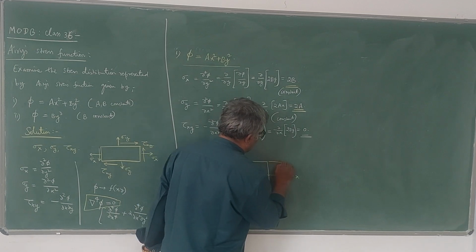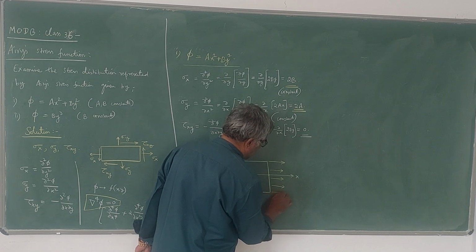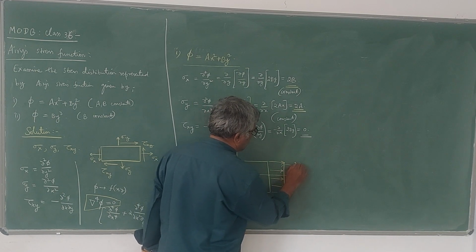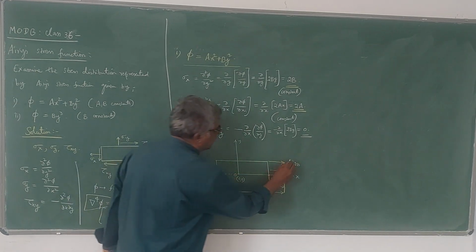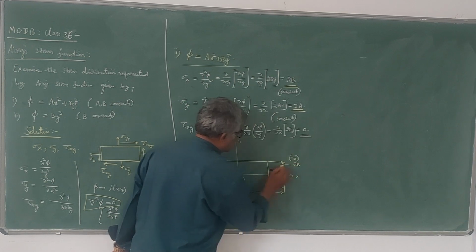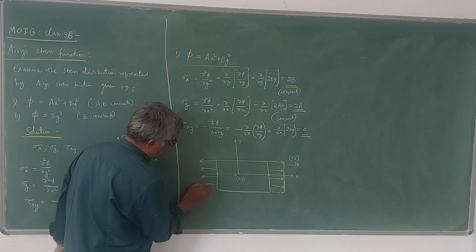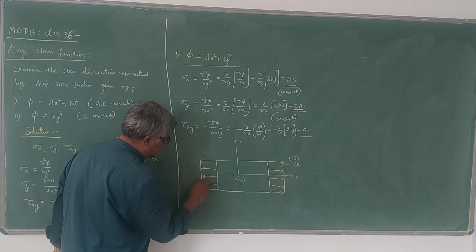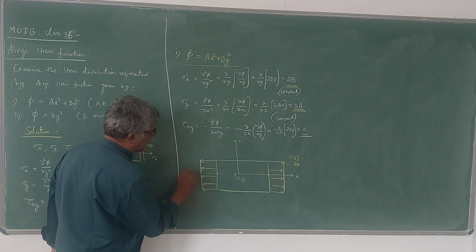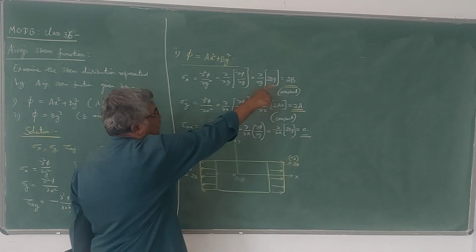So irrespective of x and y, it is a constant. That means I can show it like this. It represents a constant value like this. So sigma x is constant. It won't vary. This value is 2 times b, and this side also. So this is the value of sigma x. It is represented like this, and this side also it is the same. So it is uniform on both sides. Whatever may be the value of x and y, sigma x is equal to 2b on either side. That is what we have to show.